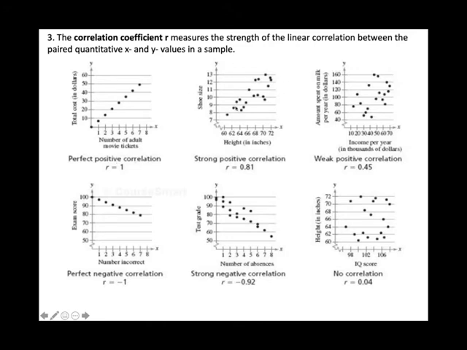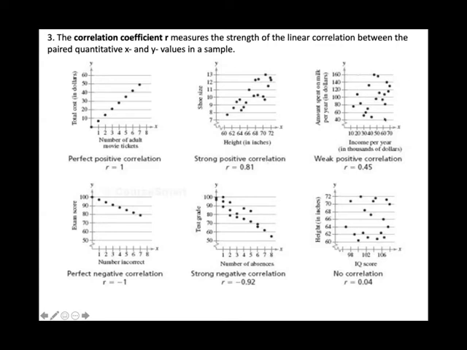The second picture is here. I still can draw the straight line, and all the points are really close to my straight line. My slope is positive. So when we use the data to find R, we will find R equals 0.81, which is really close to positive one. So we say there is a strong positive correlation.